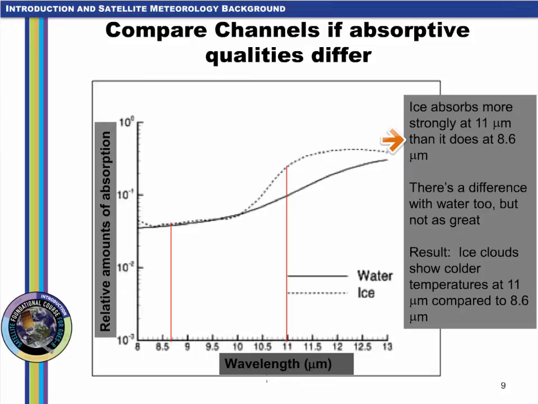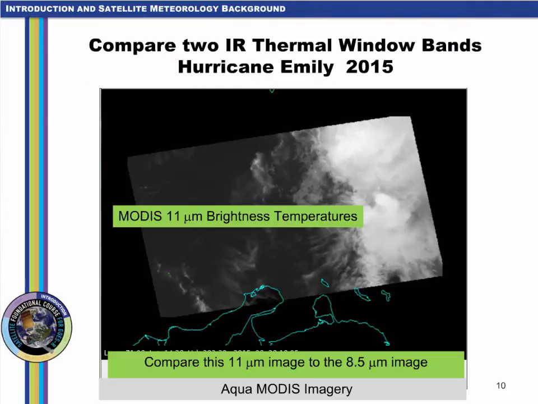Again, why does greater absorption lead to cooler brightness temperatures? More of the 11 micron energy upwelling through the ice cloud will be absorbed and then re-emitted from the colder temperature. Proportionally, not as much energy at 8.6 microns is absorbed. If there is less absorption, the emitting surface is farther down, closer to the surface, in the warmer atmosphere. Here's an ice cloud.